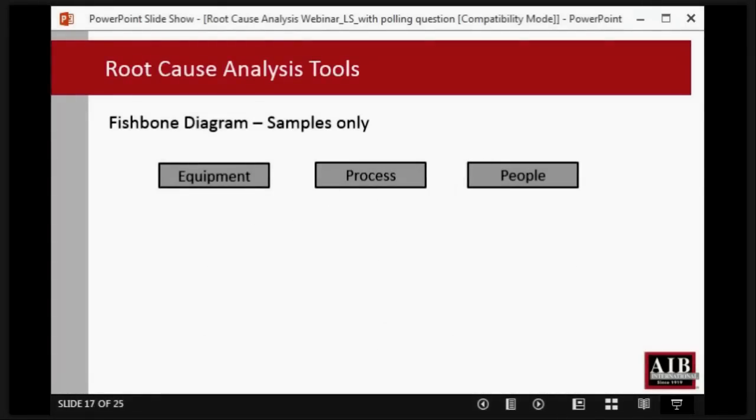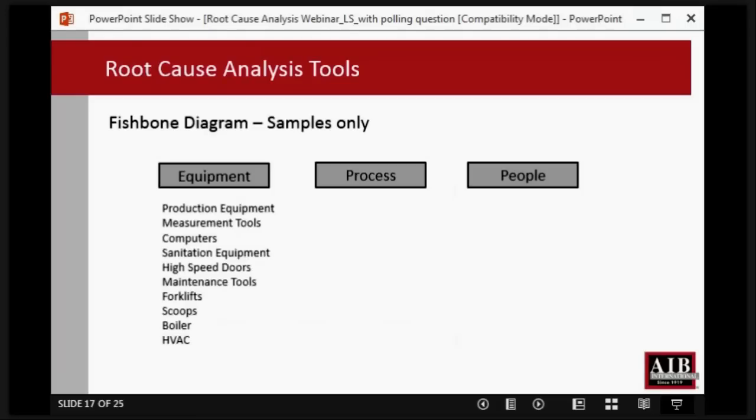So what comes under these headings here? If we look at equipment, we have all of our process equipment, any of our tools, utensils. We can have computers out on the floor, sanitation equipment. We could have high-speed doors. We have maintenance working in all sorts of areas in the facility. We have forklifts. We have ingredient utensils and scoops. We may have a boiler and a heating and ventilation system. So this would all come under the heading of equipment.